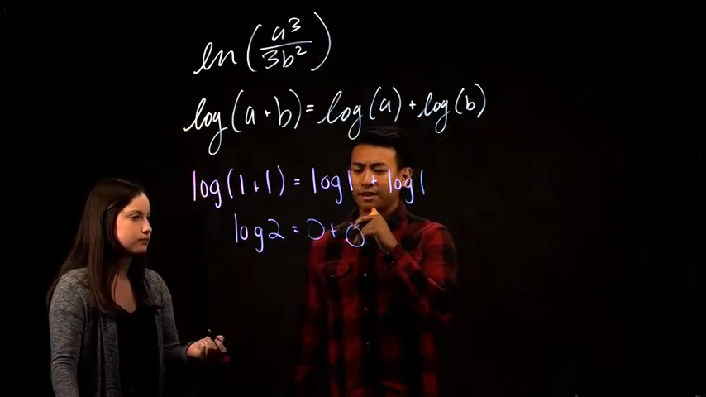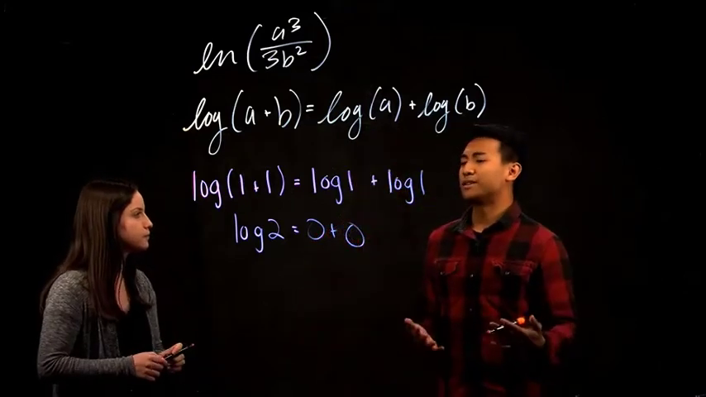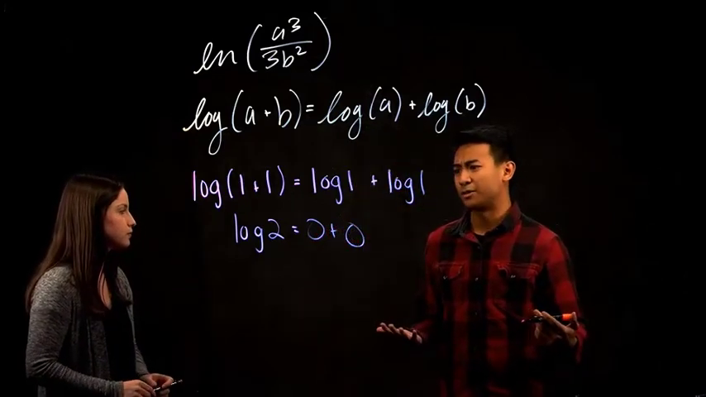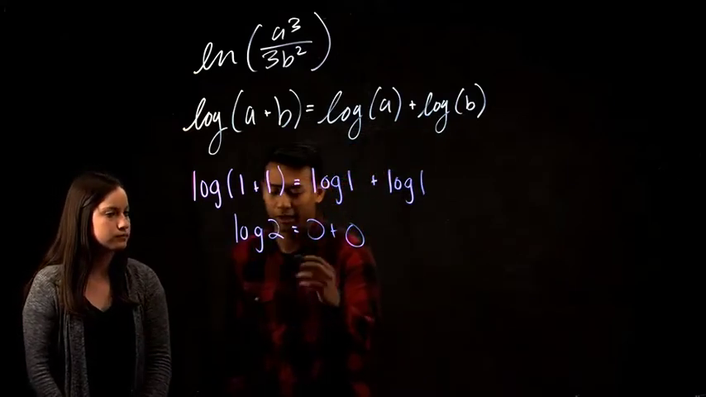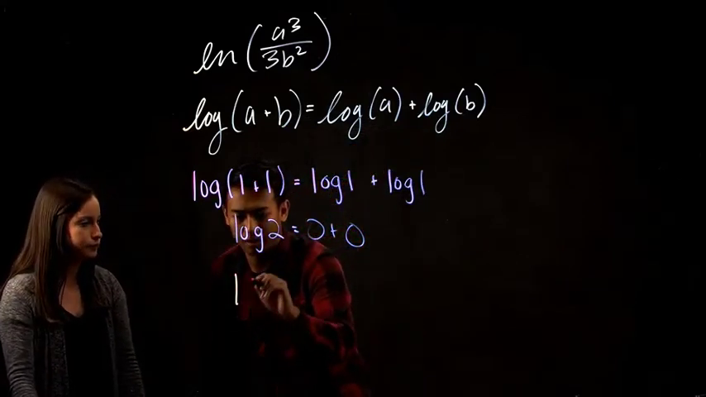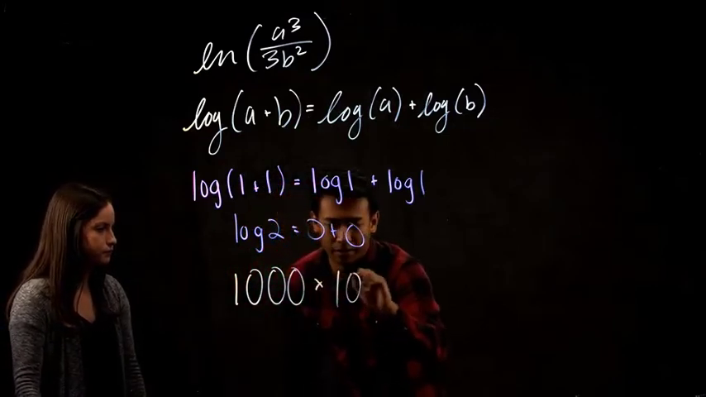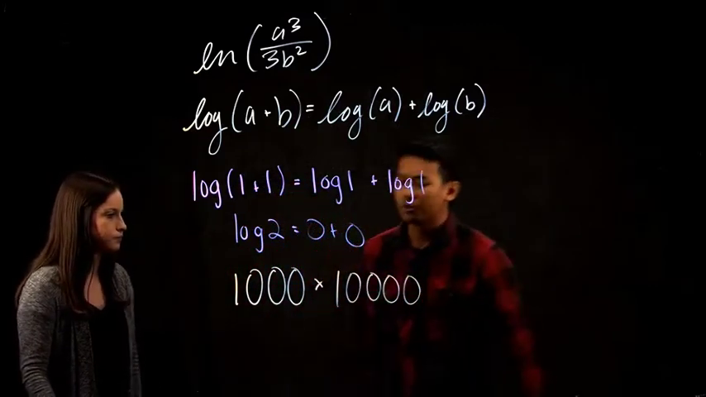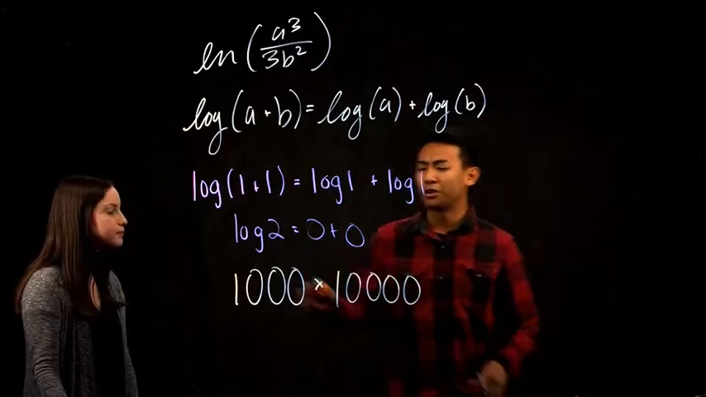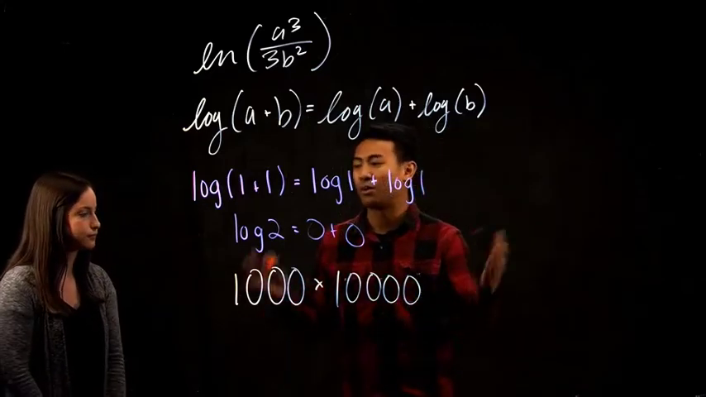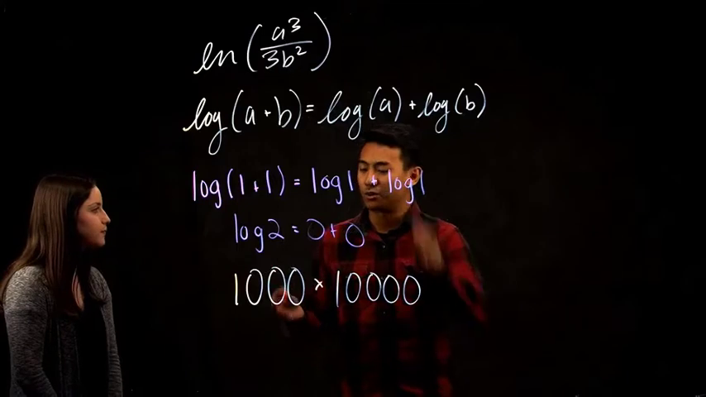Let's see. Since the logs are basically inverses of exponents, let's think of it as a way if we're multiplying exponents. Or let's think about multiplying 1,000 with 10,000. Usually if I do that, I just count the number of zeros. There's 3 here and 4 here. I would add them together so it would have 7 zeros, and I would just put a 1 in front.